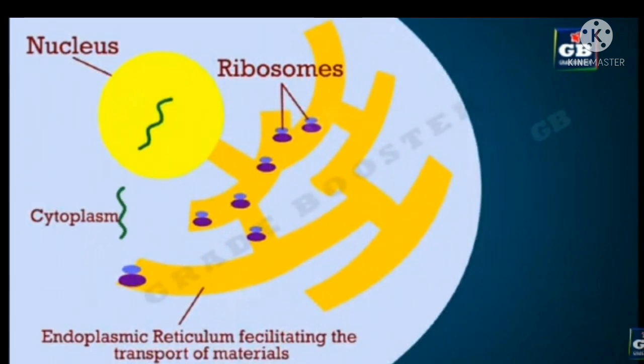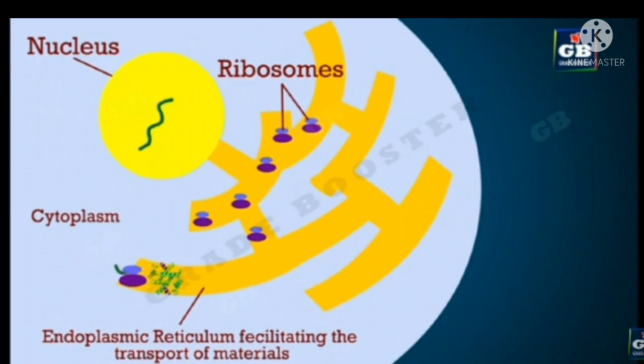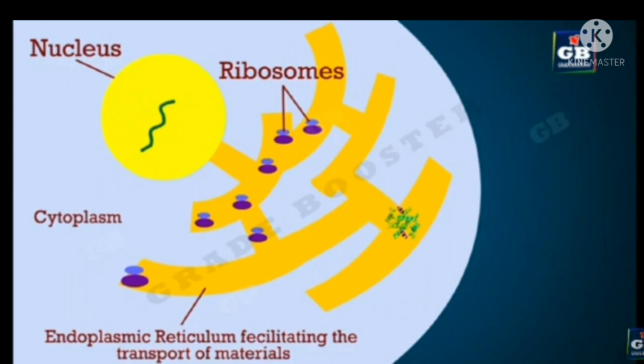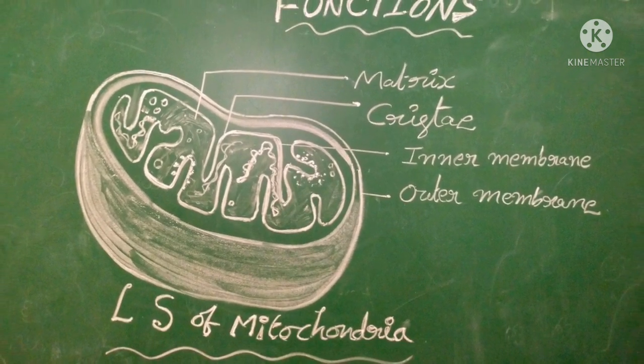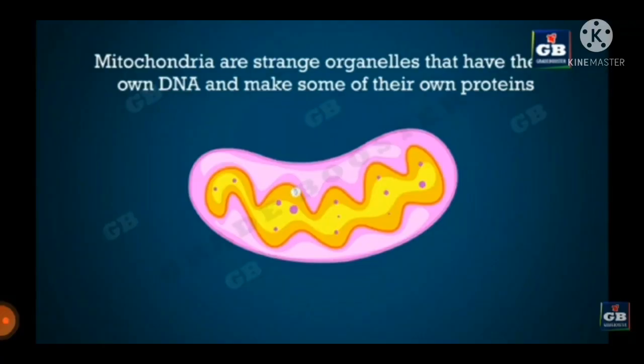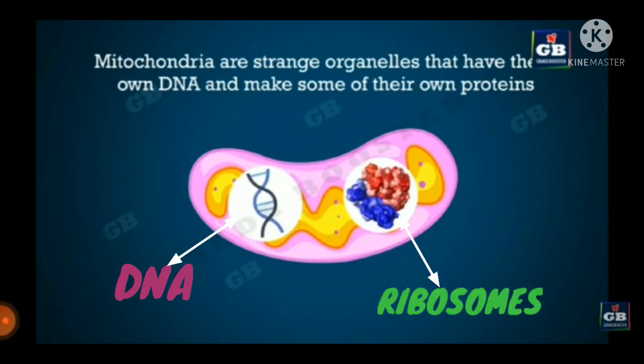Generally, in a cell, the nucleus has DNA and it passes the information to cell organelles like the endoplasmic reticulum to make proteins necessary for cellular activities. That means all the cell organelles follow the instructions of the nucleus. But in the case of mitochondria, it is very different. Mitochondria have their own DNA and ribosomes, so they can manufacture some of their own proteins. That's why mitochondria are sometimes called strange organelles.